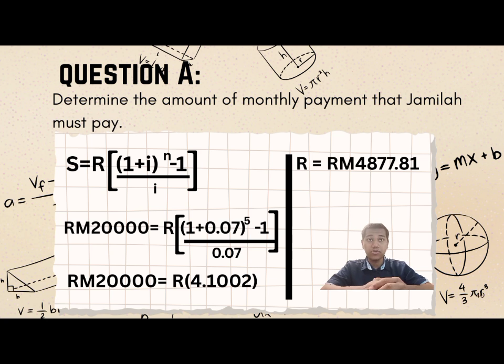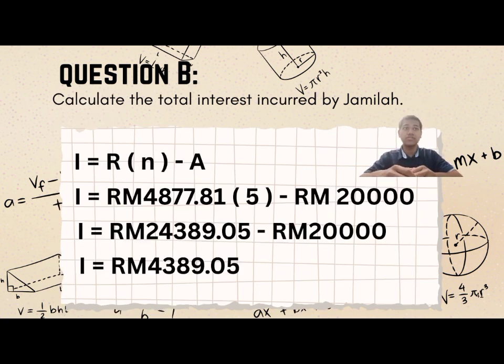So we're going to use the annuity formula, which is S equals to R[((1 plus I) to the power of N minus 1) over I]. So we're going to substitute the values to the formula. So 20,000 ringgit equals to R[((1 plus 0.07) to the power of 5 minus 1) over 0.07]. So 20,000 equals to R(4.1002). So R equals to RM4,877.81.